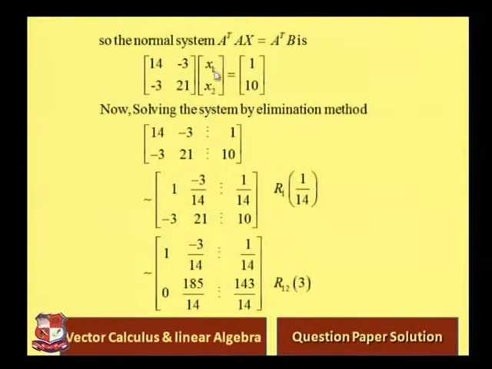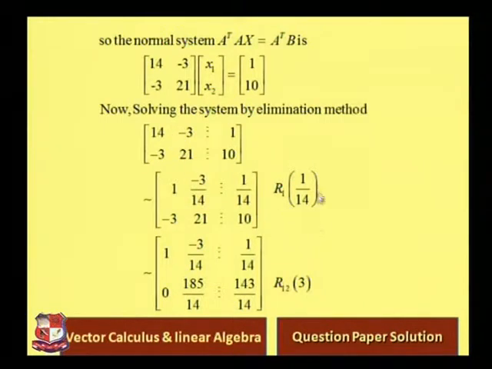If we multiply this column matrix with this matrix, we get 14x1 minus 3x2 equal to 1 and minus 3x1 plus 21x2 equal to 10. So it's a system of equations. There are two unknowns here, x1 and x2, and we solve by using Gauss elimination. Here I write only elimination, but it's called the Gauss elimination method. That means we convert this augmented matrix into row echelon form. That means find the leading one and then make all lower elements in the column 0.